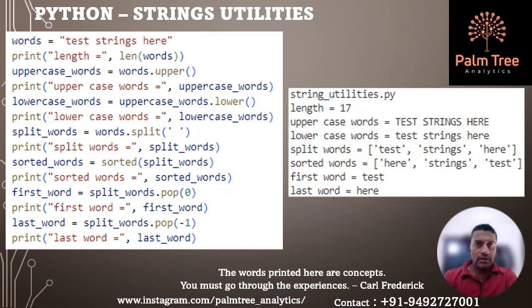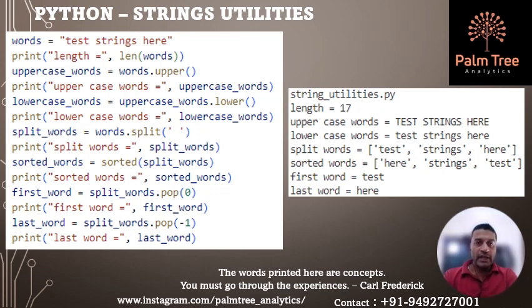In Python, there are many utilities given for strings, so we are mentioning a few here. First, we are taking what's equal to test strings here. Then we are trying to print the length. The length is given from the starting character to the end of the character. Even space is also included.